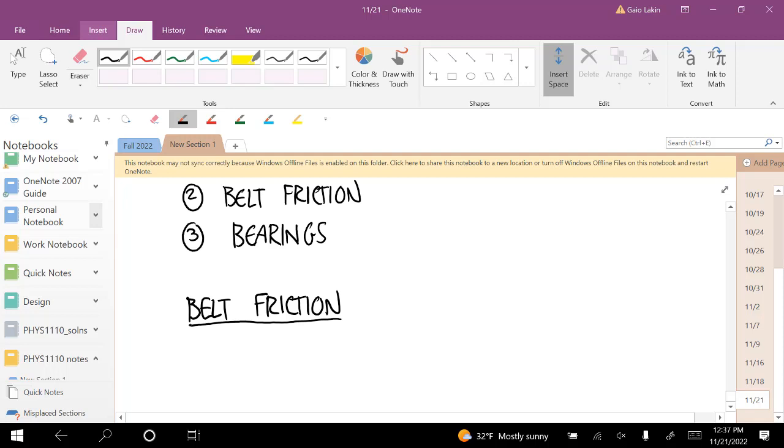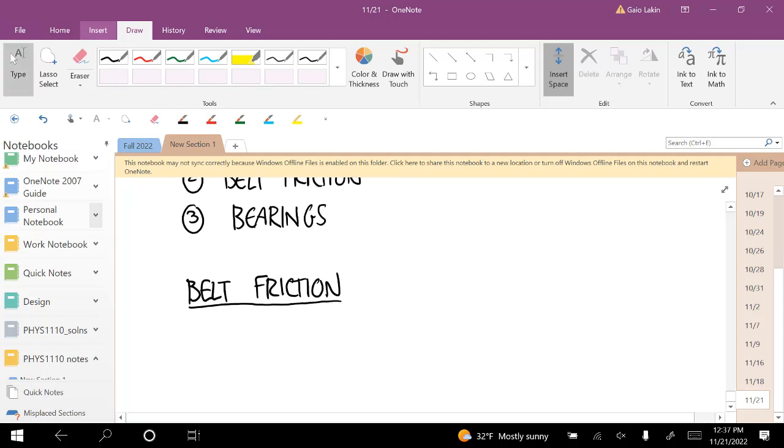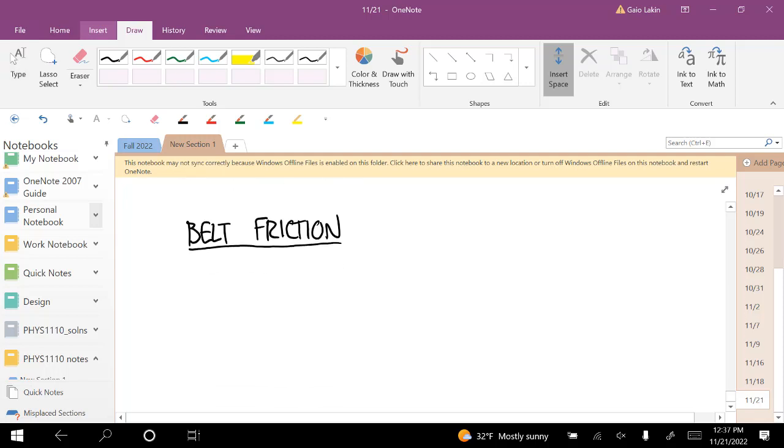This is the one that I'm not going to make you derive because it goes through differential equations and stuff. So I'm just going to give you this and you'll just have to trust it. But the idea of belt friction is this. Ooh, this is such a good drawing. I wonder if I can do that again.